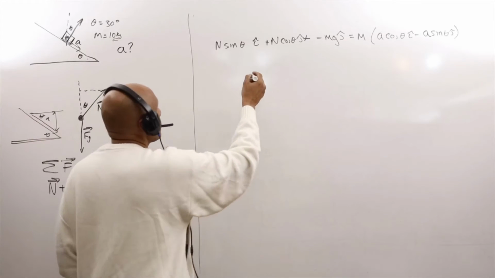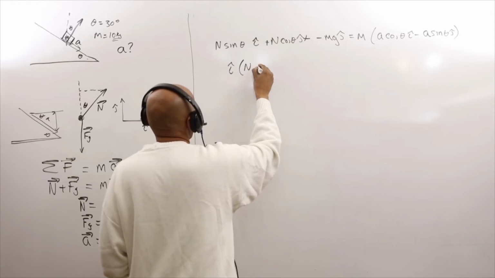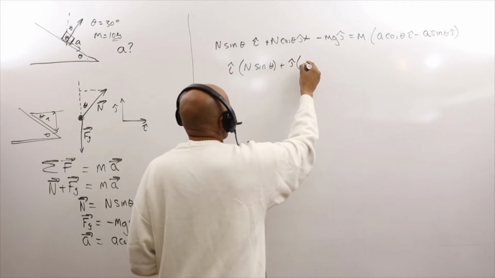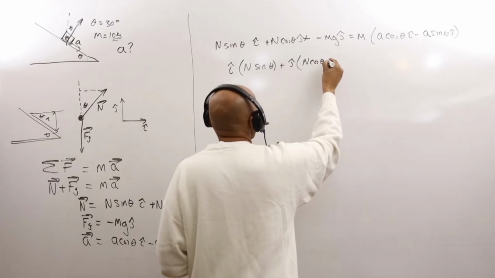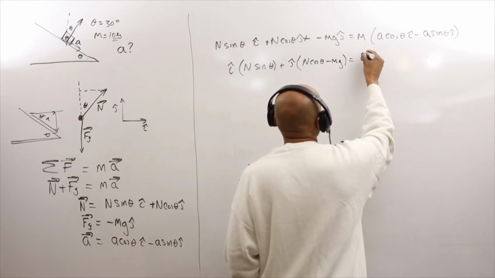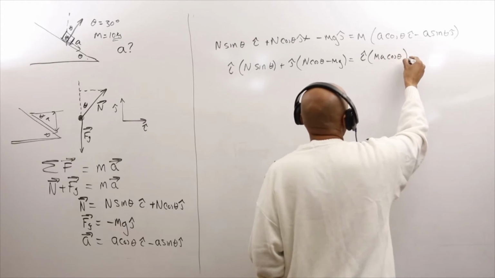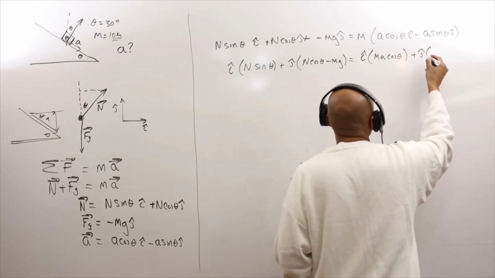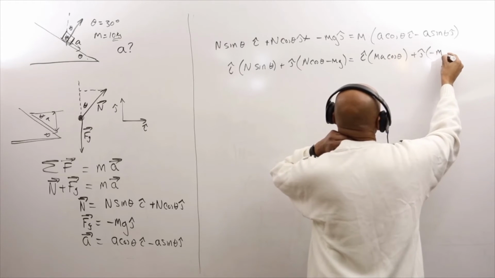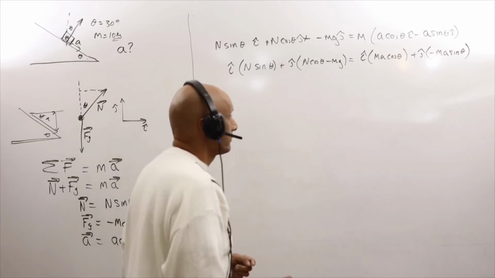So let's break it apart into components. So here's the i component for the first one, which says that this is N sine of theta, plus the j component, which is N cosine theta minus mg, is equal to the i component, which is ma cosine of theta, plus the j component, which is, actually, I put minus, it doesn't matter, minus ma sine of theta. Okay?